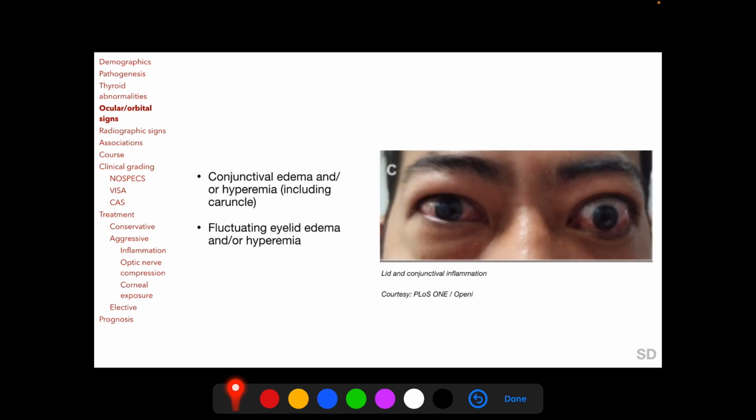Inflammatory signs of TED, which indicate the current level of activity of the disease, include conjunctival hyperemia and edema, as well as eyelid edema and or hyperemia. And the eyelid edema or hyperemia can have diurnal fluctuation. So the orbital and ocular signs of TED are lid retraction and lid lag, proptosis, extraocular muscle dysfunction, optic nerve compression, and inflammatory signs such as edema and hyperemia of the conjunctiva and the eyelid.